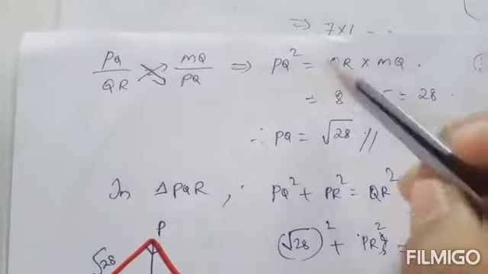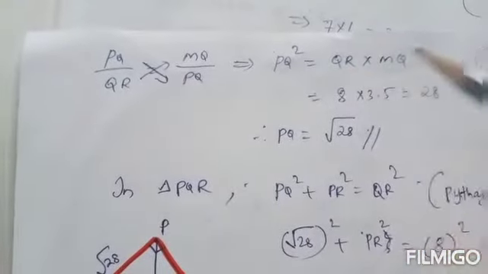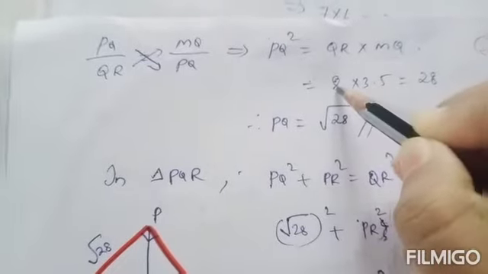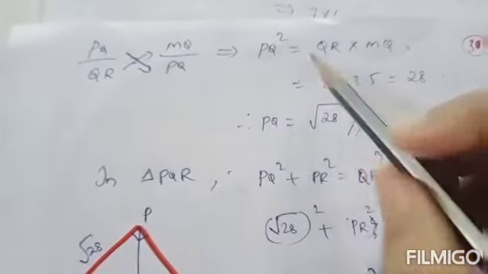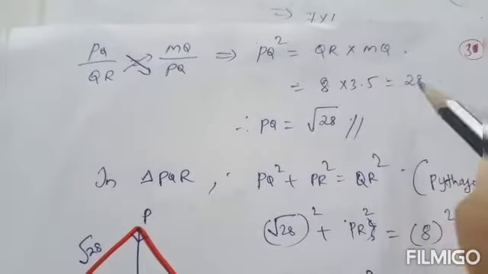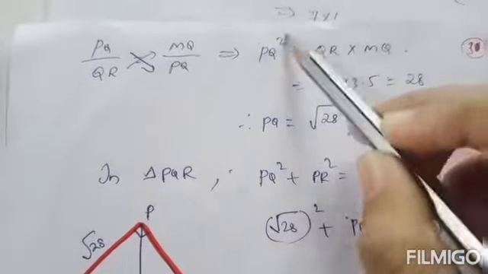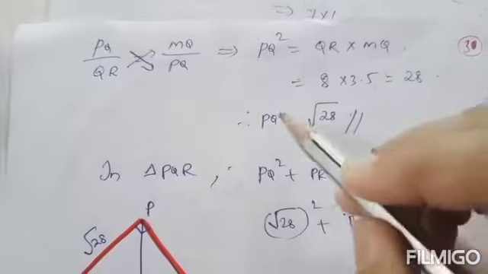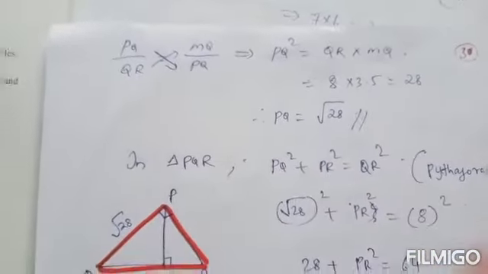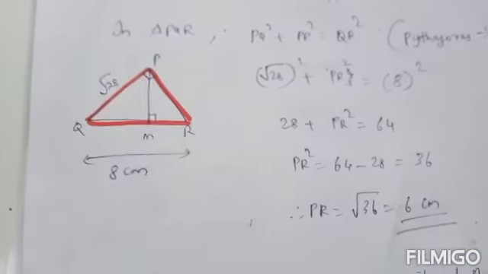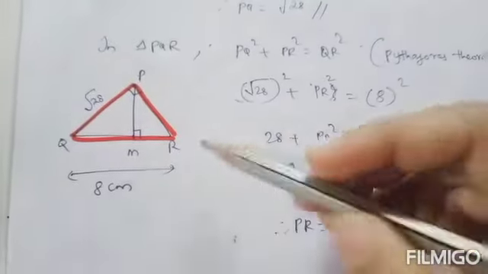Cross multiplying, what will you get? PQ square equal to QR into MQ. QR is 8 centimeter and MQ is 3.5 centimeter. So 8 into 3.5 you will get 28. PQ square equal to 28. Therefore what will be PQ? Root of 28. But our question is you need to find the length of PR.